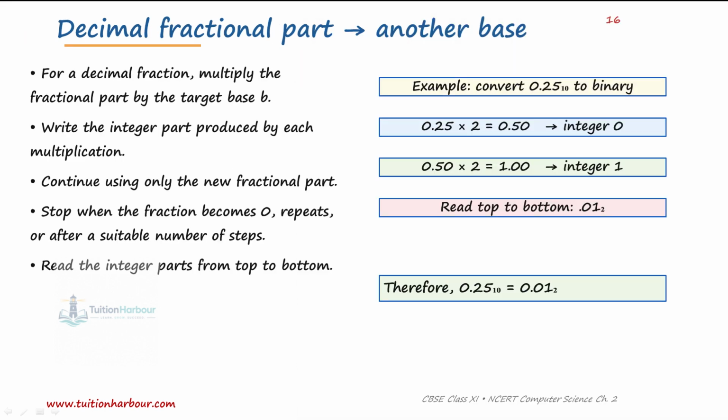For the fractional part of a decimal number, multiply repeatedly by the target base. Write each integer part from top to bottom. For 0.25 decimal to binary, the integer parts are 0 and 1, giving 0.01 binary.